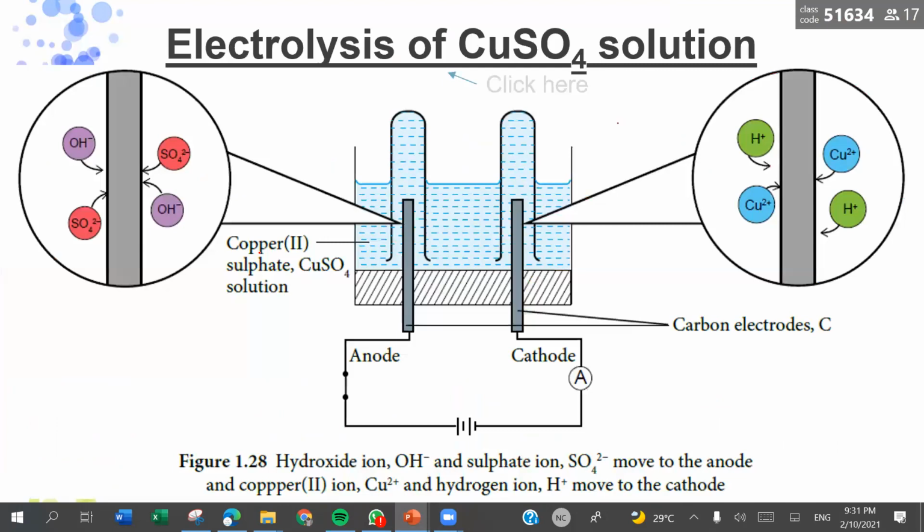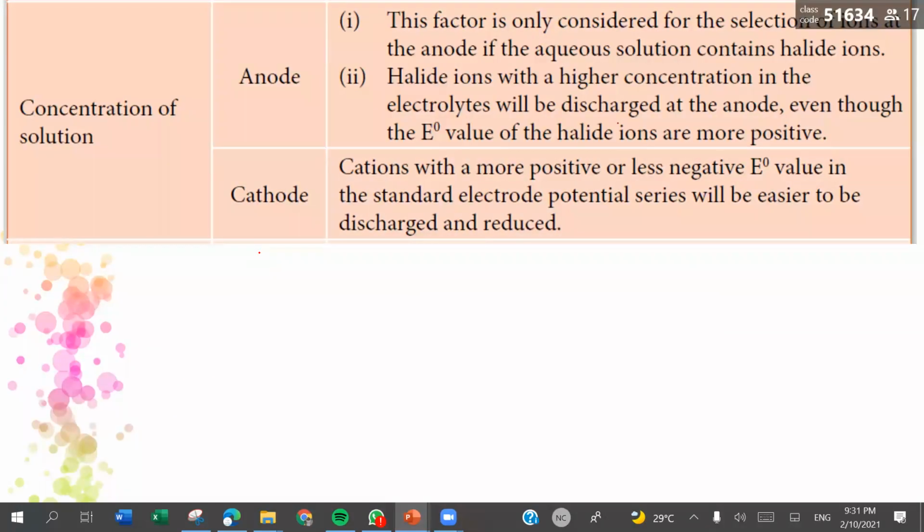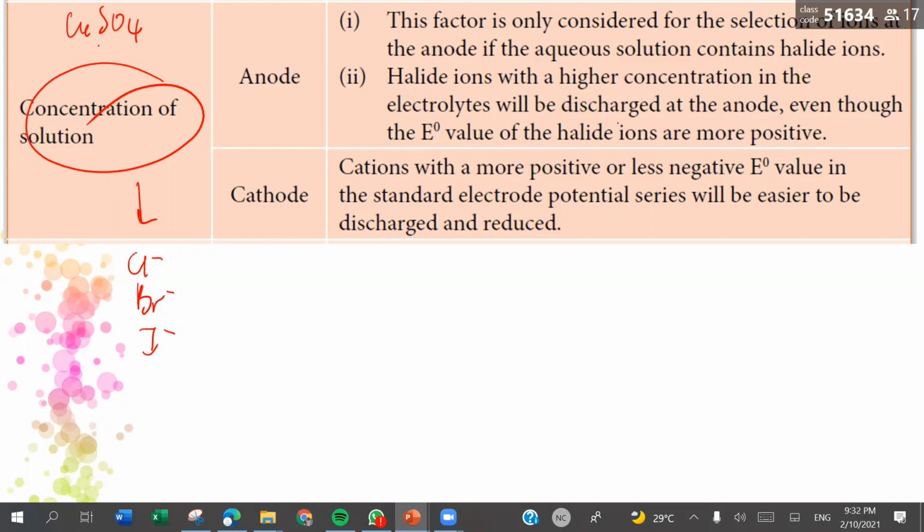Now, I'm going to go to my second factor. And my second factor, teacher is going to go faster a bit, is the factor of concentration. And my concentration only affects chloride, bromide, iodide. It does not affect anything else. It doesn't affect any other cations or anions. So don't be deceived. If they say concentrated copper 2 sulfate, don't be deceived. Do you see any chloride, bromide and iodide there? In this concentrated sulfate? No, don't care.